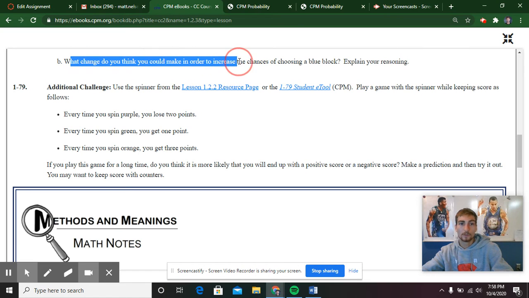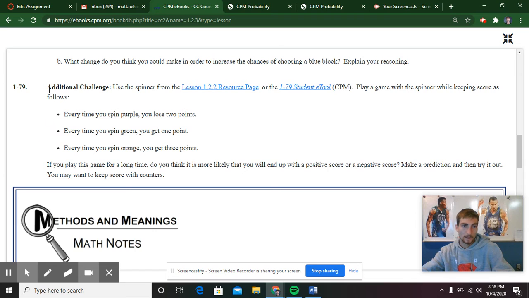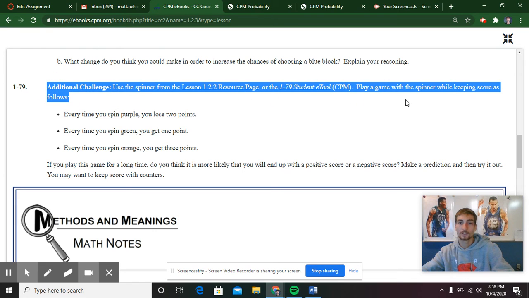What do you think you could do in order to increase the chances of choosing a blue block? All right. So what would actually increase your chances of choosing a blue block? Next, we have our challenge question, and this is a fun game here.